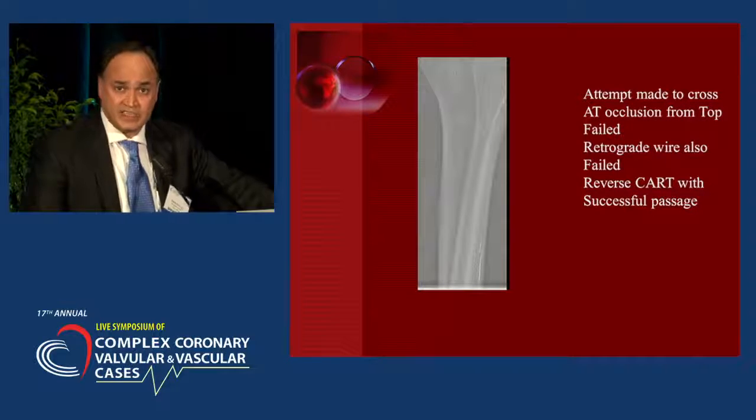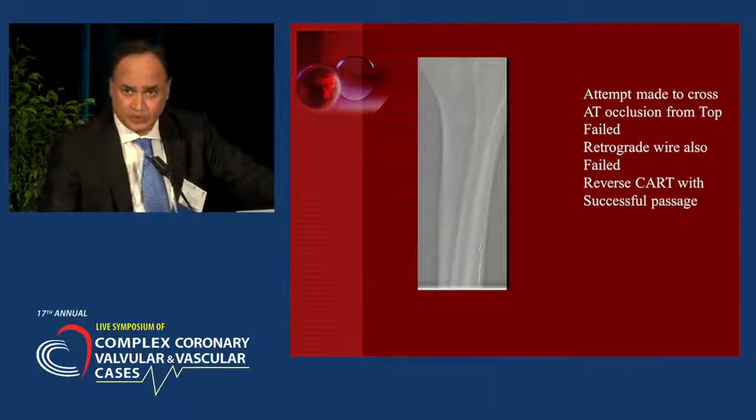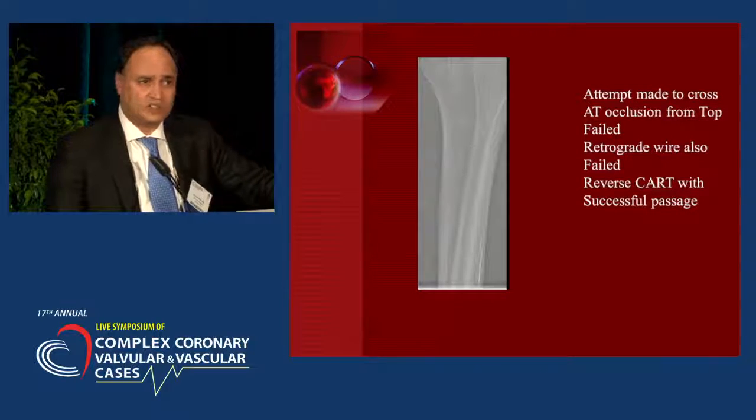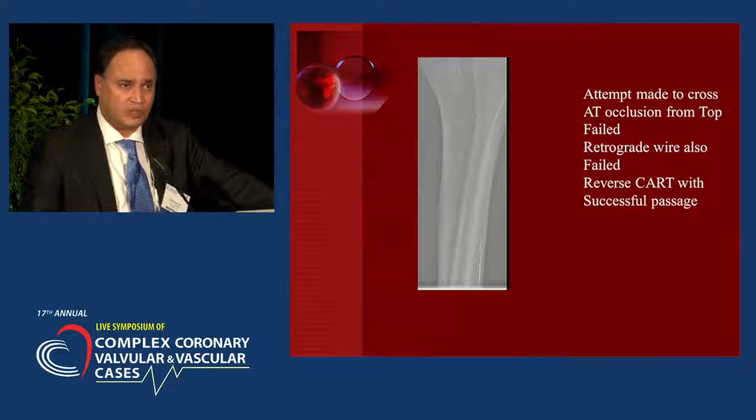So we did make an attempt to cross this anterior tibial artery from the top. It was not successful. So then we obtained access into the dorsalis pedis artery, and the retrograde wire also would not cross the total occlusion.